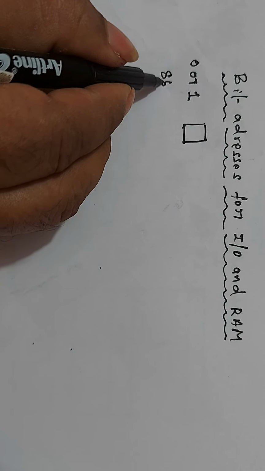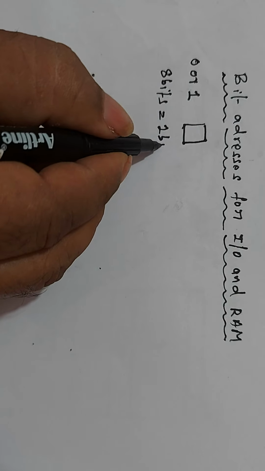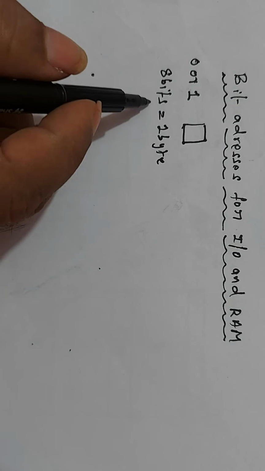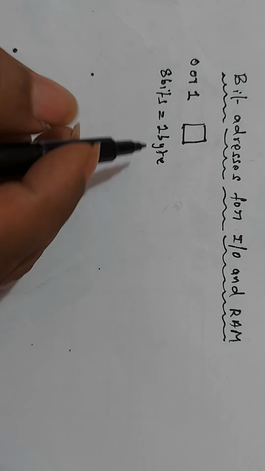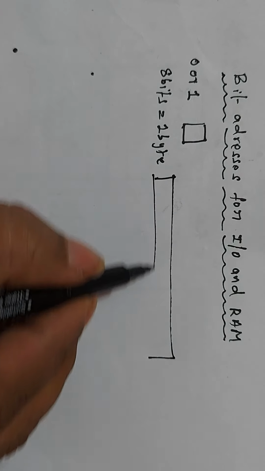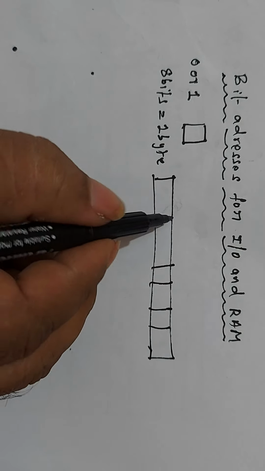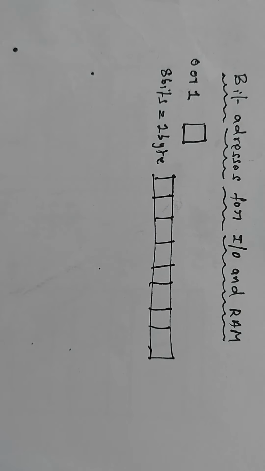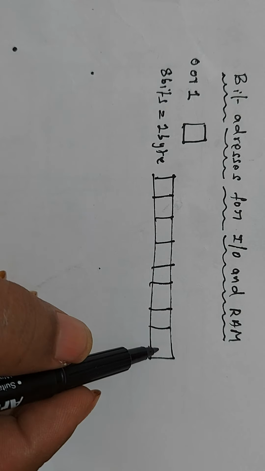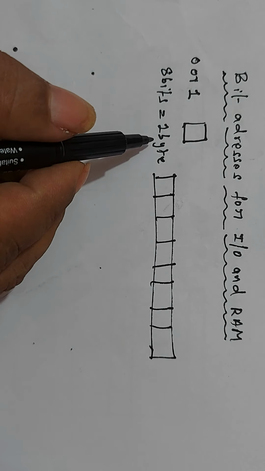But 8 bits is equal to 1 byte. 8 bits is equal to 1 byte. Therefore, to store 1 byte, you have 8 memory elements. These 8 memory elements are used to store 8 bits, which is equal to 1 byte.